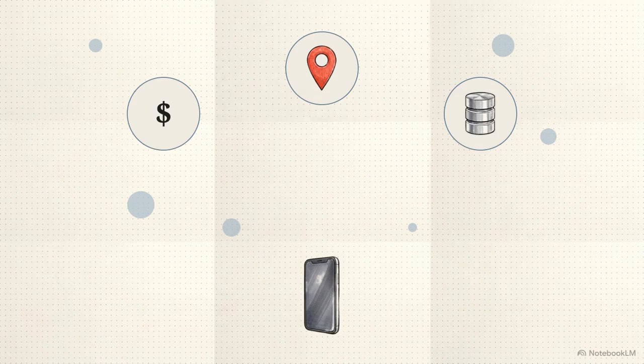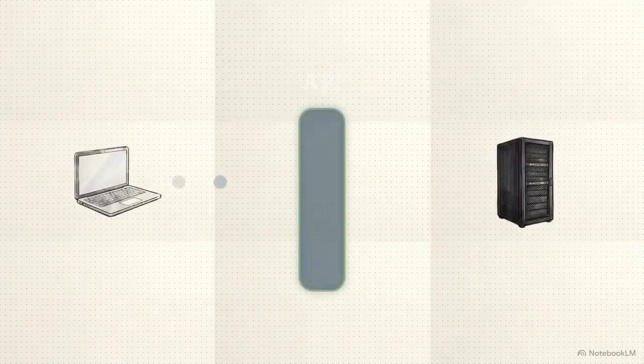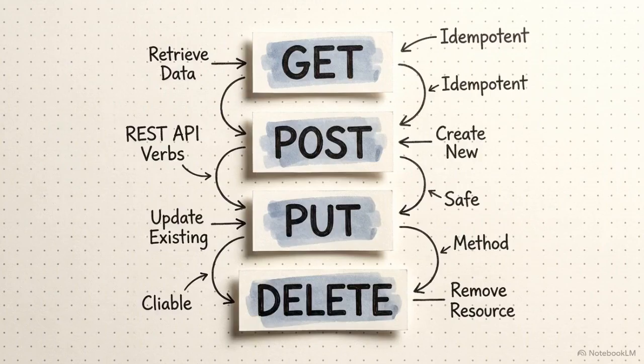Today, an application is stitched together from separate systems: maps from Google, payments from Stripe, and user data from a database. To make all these moving parts work together, they need a common language. That is the Application Programming Interface, or API. It acts as a secure translator, allowing entirely different systems to negotiate and exchange data. Without a standardized way for servers to communicate, the modern internet breaks apart into isolated islands.